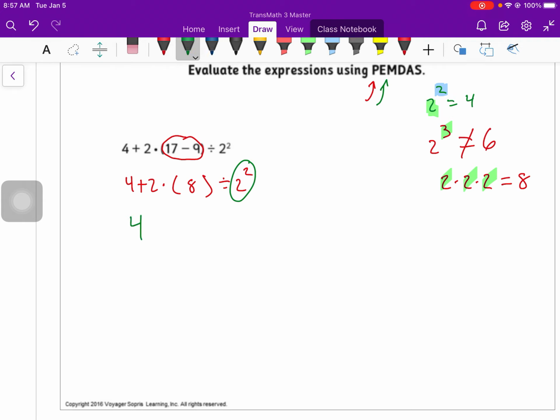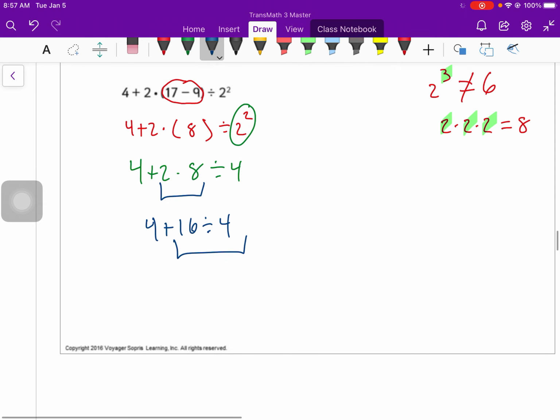All right, so for this problem, since we have to do that, we would have 2 squared is 4. We go left to right with multiplication and division next because there's no parentheses and no more exponents. So I have to do that piece next. And then I do the division piece to get 4 plus 4. So I get a final answer of 8.